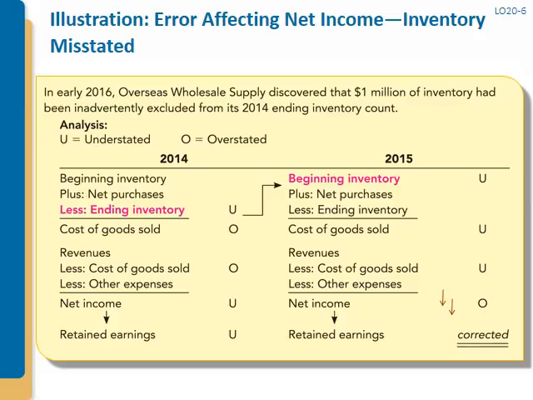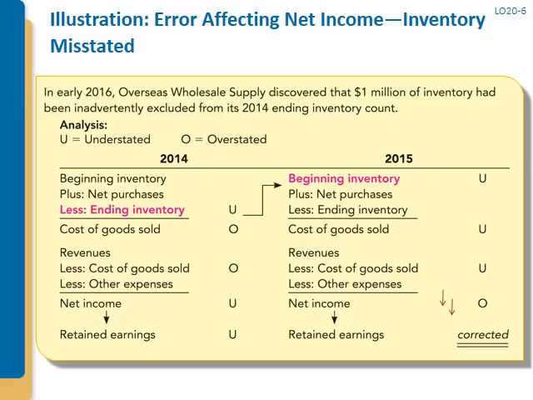Some errors correct themselves the following year. For instance, if a company's ending inventory is incorrectly counted or otherwise misstated, the income statement would be in error for the year of the error and the following year. But the balance sheet would be incorrect only for the year the error occurs. After that, all account balances will be correct. This is demonstrated in the illustration.